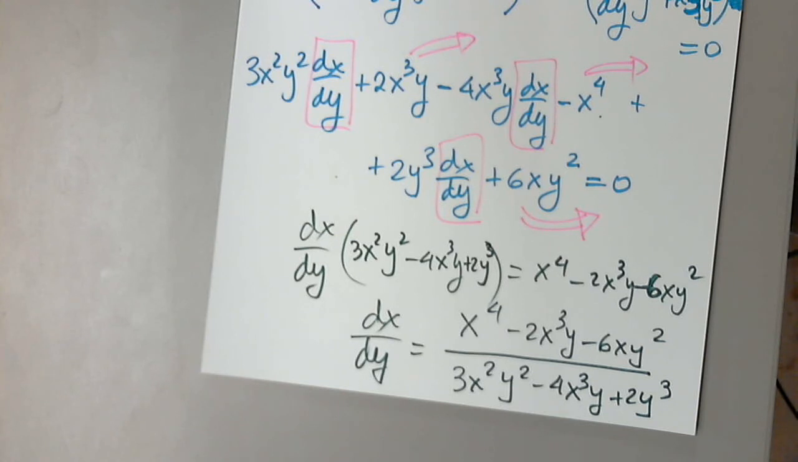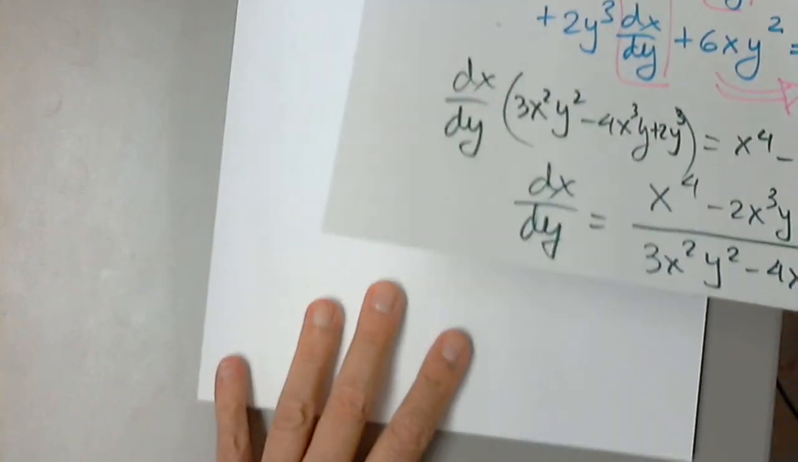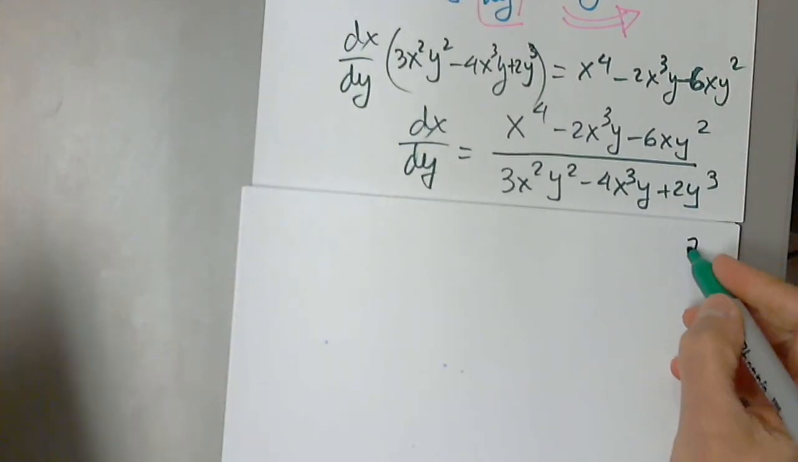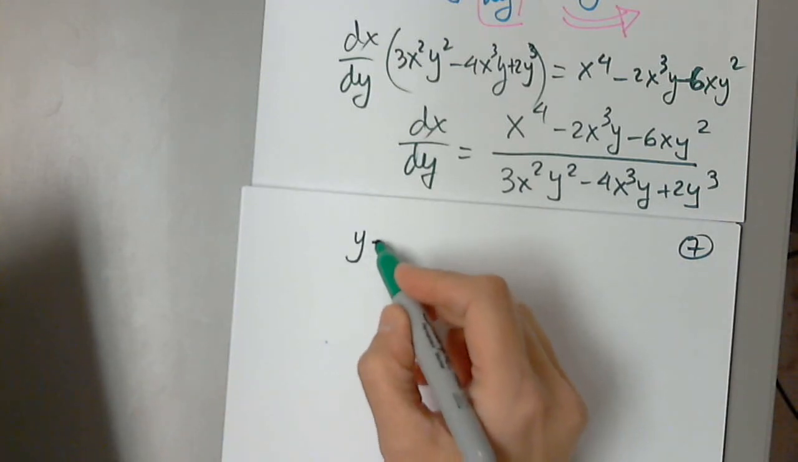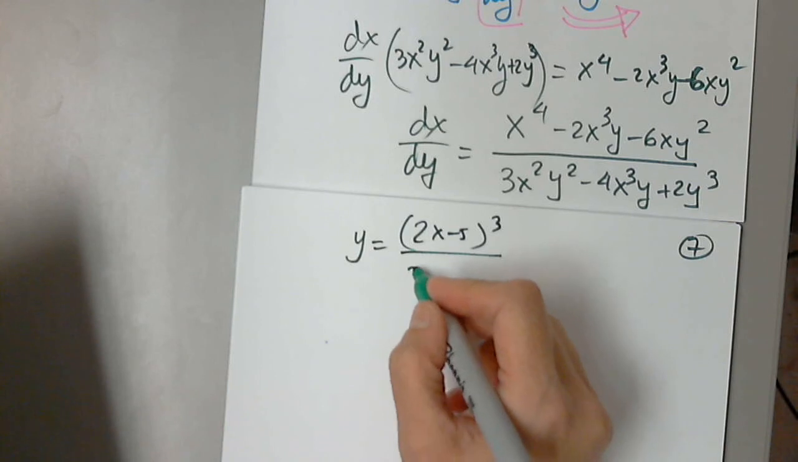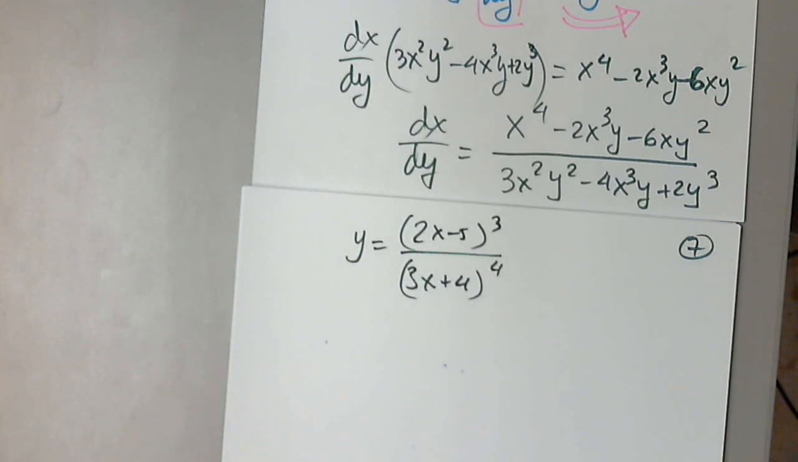Thank you. Okay, other questions on this? Okay, perfect. So now we continue with this one. We had something similar because this is so important. So it's y equals 2x minus 5 cubed over 3x plus 4 to the fourth. So let's work on this, please.